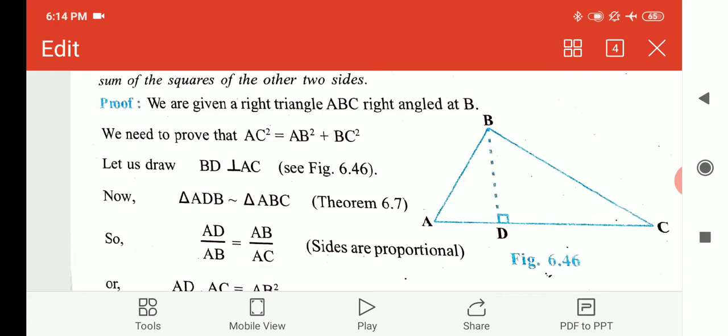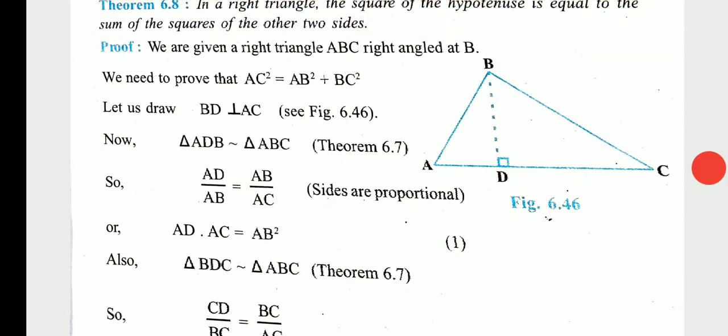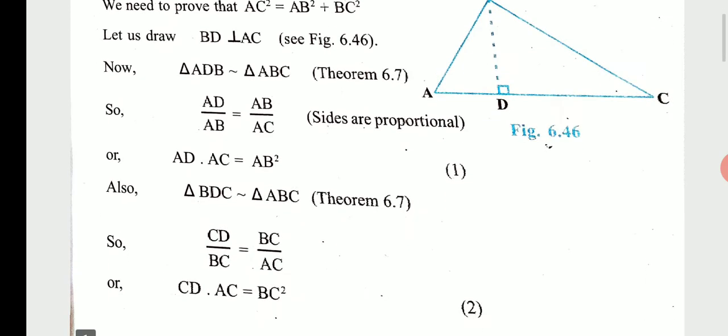Here angle B is right angle and we have drawn BD perpendicular to AC. Now triangle ADB is similar to triangle ABC, as we have proved in theorem 6.7. Therefore AD is similar to AB. So we can write AD upon AB equal to AB upon AC. Sides are proportional. Therefore, on doing cross multiplication, we get AD into AC equal to AB square.